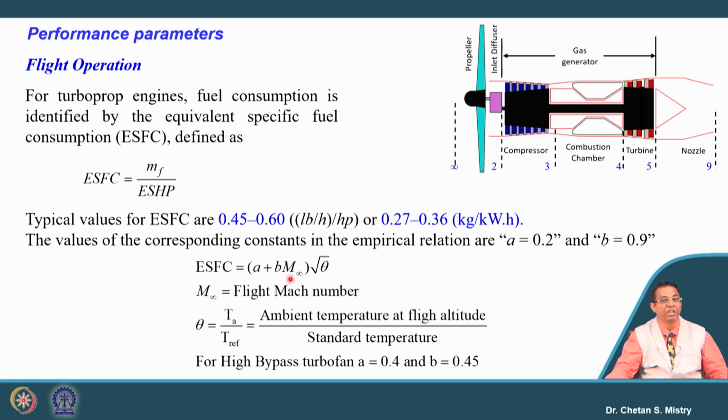Okay. So equivalent specific fuel consumption, conventionally in industries, is calculated based on this equation: A plus B M infinity into square root of theta. This theta, as we have discussed, is the ratio of ambient temperature at a particular flight altitude divided by the standard reference temperature. We know for the standard reference temperature we are considering 25 degree centigrade. And these constants A and B are 0.2 and 0.9 for our turboprop engine. If we are using this for a high bypass ratio engine, they will be 0.4 and 0.45.